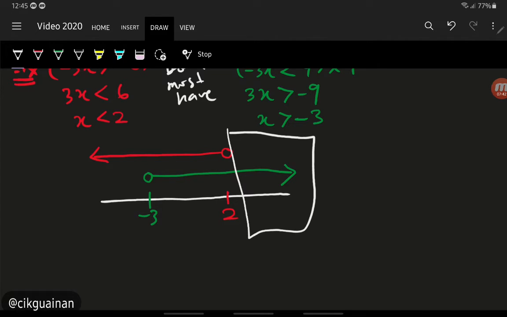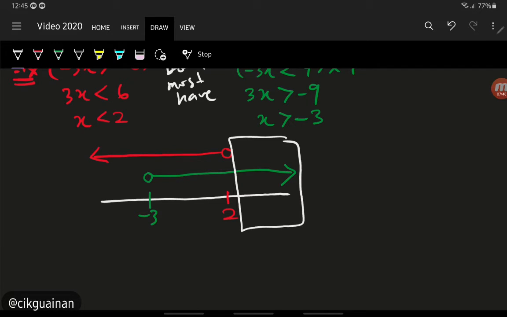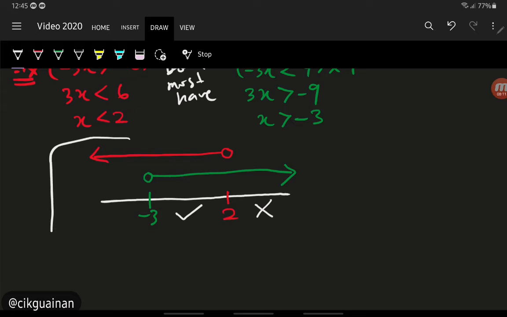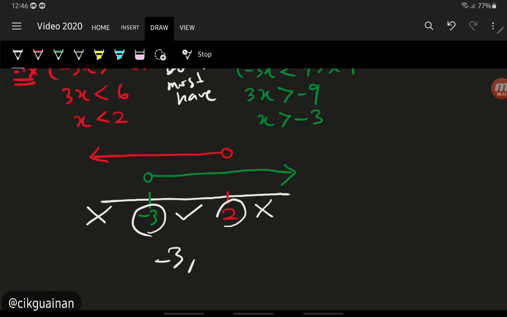Okay, so let's have a look at the first one over here. So put a box again. You see, how many lines do we have? We only have the green line. So one line only is not both. So we are not taking this as our solution. Now, the second one, the middle one, we have the red one over here and also the green one. We have both. So we are taking this as our answer. Now let's have a look at the third one. We only have the red one. So we do not consider this as our answer. So our solution lies from minus 3 until 2.